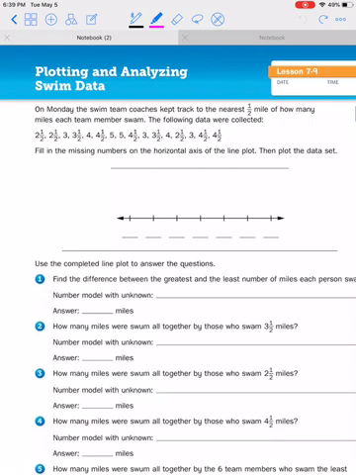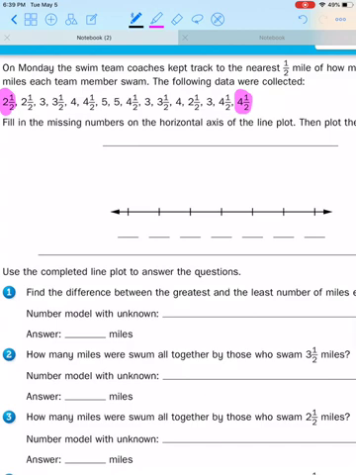So first we have to look and figure out what is our minimum and what is our maximum amount that they swam. So I'm going to look at all of these numbers and see which is the minimum and which is the maximum. And actually, the people who created this journal page were very nice, and they put them in order for us. So here's the minimum, and here's the maximum. So now I have to fill in the values on my horizontal axis. So I know the minimum is 1 1/2. And then I'm going to increase by 1/2 mile. Because remember, the increments between each mark have to be the same.